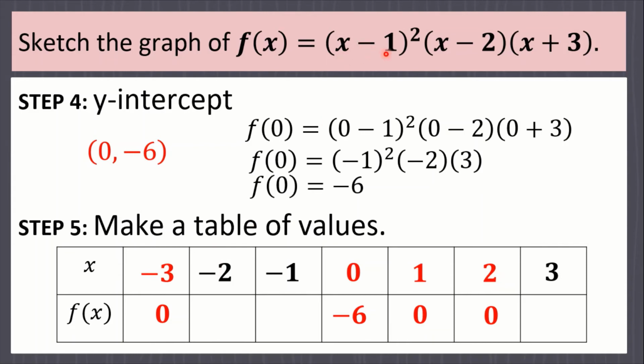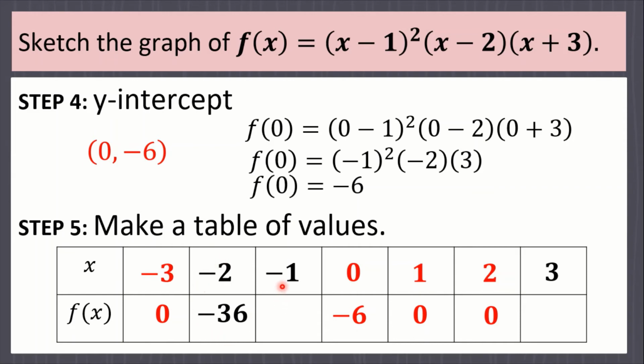Negative 2 minus 1 is negative 3 squared. And that is positive 9. Then, negative 2 minus 2 is negative 4. Then, negative 2 plus 3 is positive 1. So, pag binultiply natin yon, 9 times negative 4 times 1, the answer is negative 36. So, ang pangalawang ordered pair natin, isa pang point natin ay negative 2, negative 36.